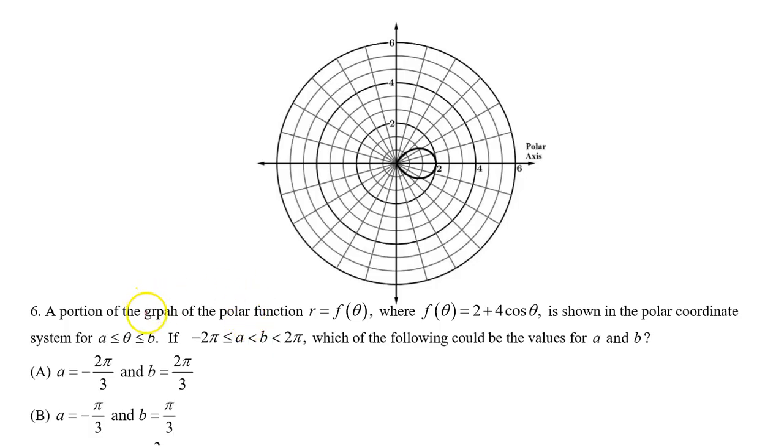Number 6. A portion of the graph of the polar function r equals f of theta, where f of theta equals 2 plus 4 cosine theta, is shown in the polar coordinate system on the interval from a to b. If a is less than b, and a and b are both between negative 2 pi and positive 2 pi, which of the following could be the values for a and b?